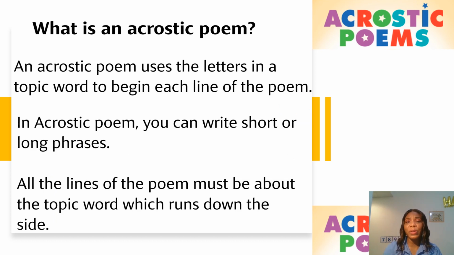An acrostic poem uses the letters in a topic word to begin each line of a poem, just like the previous word sun. In an acrostic poem, you can write short or long phrases. All the lines of the poem must be about the topic word, which runs down the side, just like the letters S, U, and N, which represent sun. And we have phrases, which all the alphabets represent.